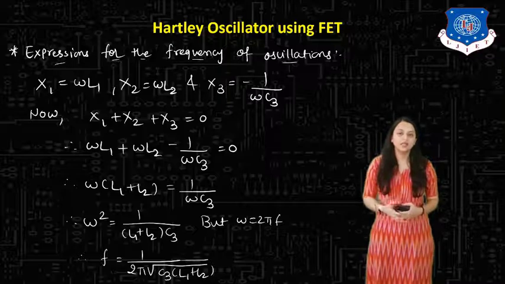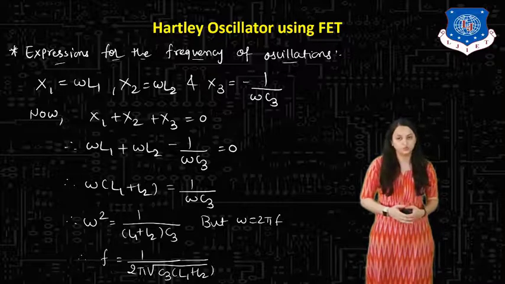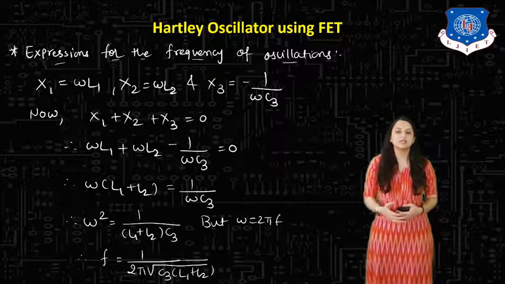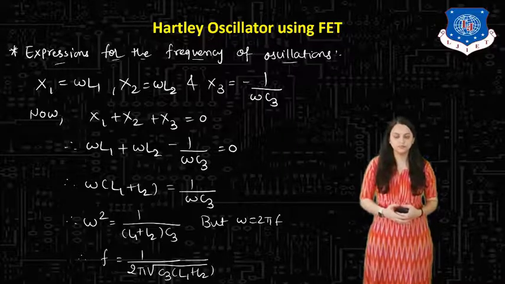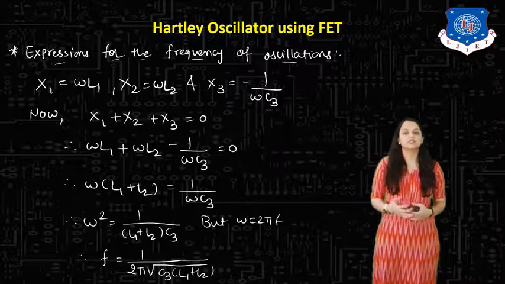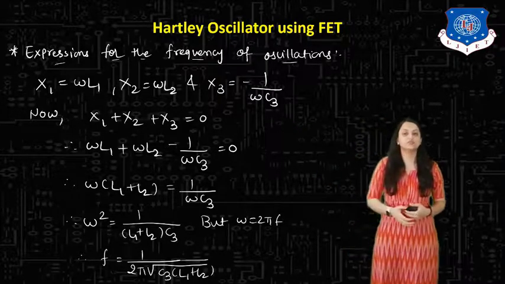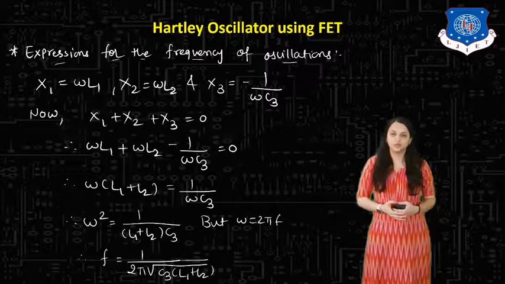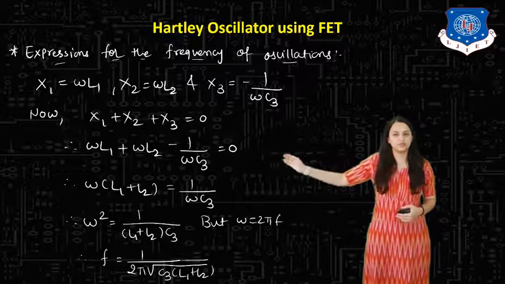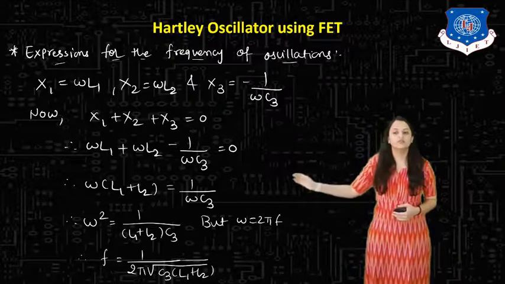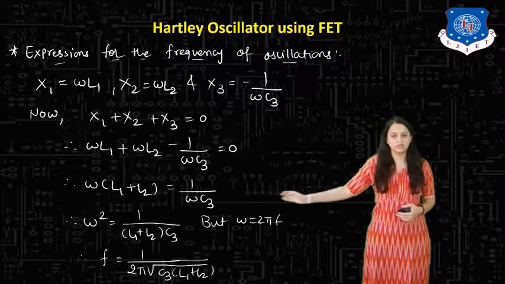Here X1 is omega L1, X2, the second reactance, is given as omega L2, and the capacitive reactance X3 is given as minus 1 by omega C3. Now if you want to consider the total reactance, then X1 plus X2 plus X3 should be equal to 0, where X1 is omega L1, X2 is omega L2, minus 1 by omega C3, equals 0. So if we take omega as common, we will have omega into L1 plus L2 equals 1 by omega C3.